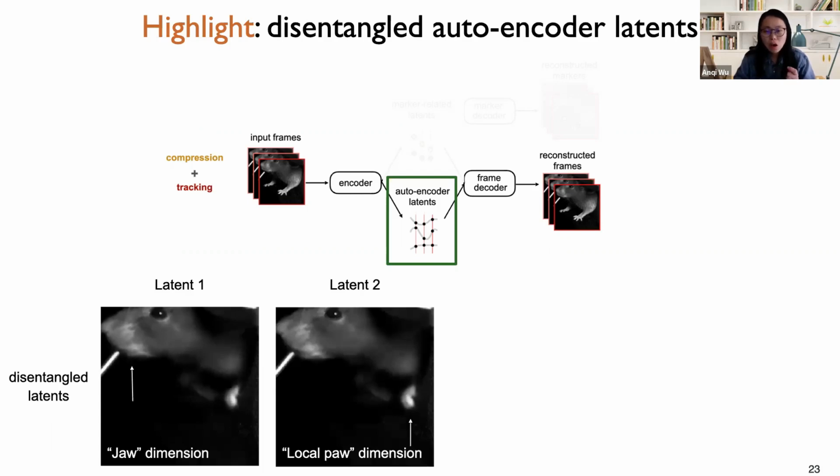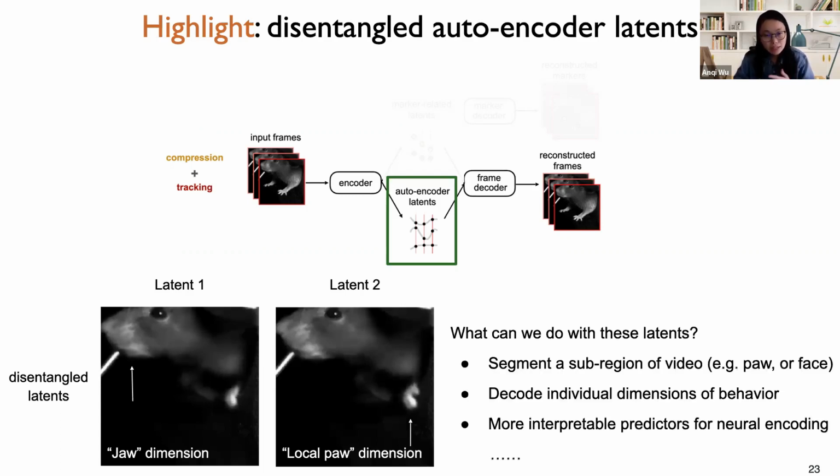So, okay, now we are able to interpret these autoencoder latents. And what can we do with these latents? We can segment just a subregion of the video focusing on the pole or the face. We can decode individual dimensions of behavior and have more interpretable predictors for neural encoding models.